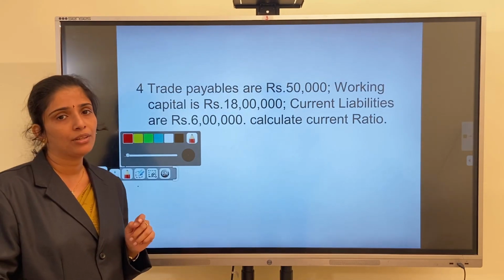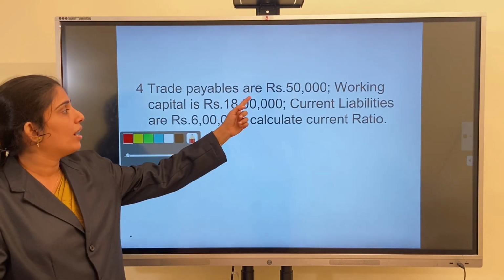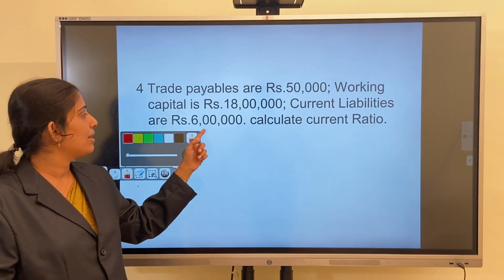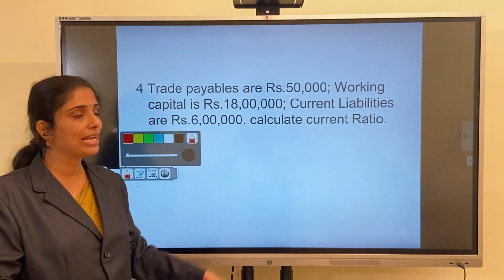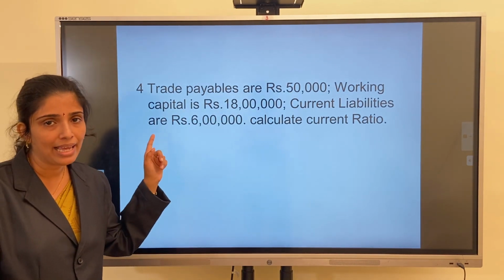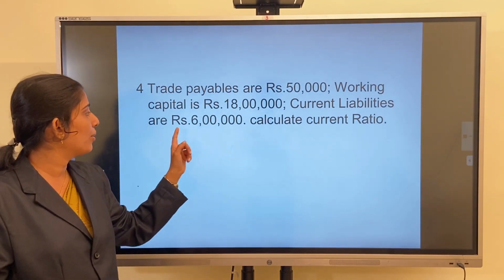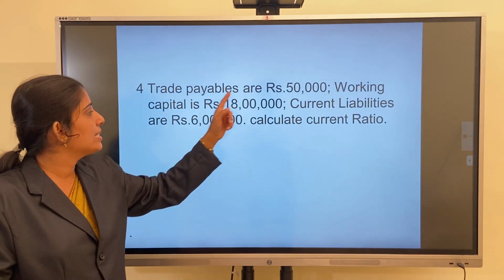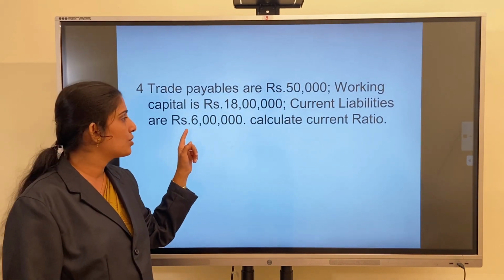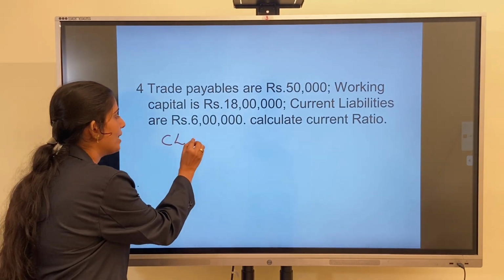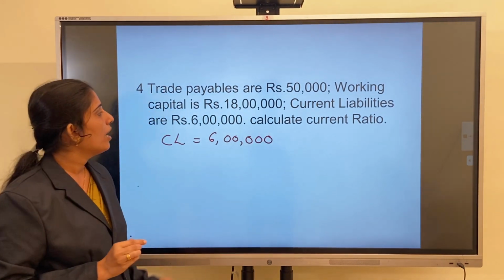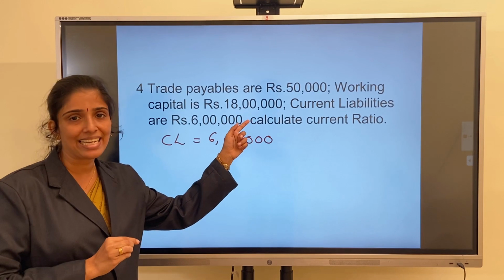that equals 2.5:1. Then the fourth question: trade payable 50,000, working capital 18 lakhs, current liability 6 lakhs. Calculate the value of the current ratio. Trade payable is a current liability, but the value of current liabilities is directly given in the question. That means this 50,000 is included in the value of current liabilities. So current liability equals 6 lakhs. Then working capital value is 18 lakhs.